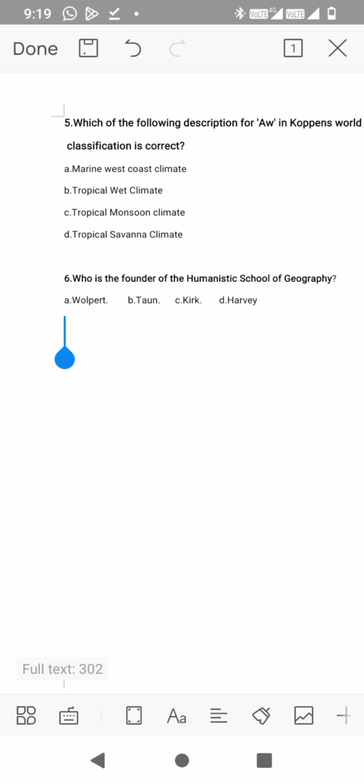Okay, now let's talk about the next question. Question number 5 is which of the following description of AW in Köppen's world classification is correct? A is marine west coast climate, B tropical wet climate, C tropical monsoon climate, and D tropical savanna climate. And the correct option is D, which is tropical savanna climate. Tropical savanna climate is the correct description of AW in Köppen's classification scheme of world climate.